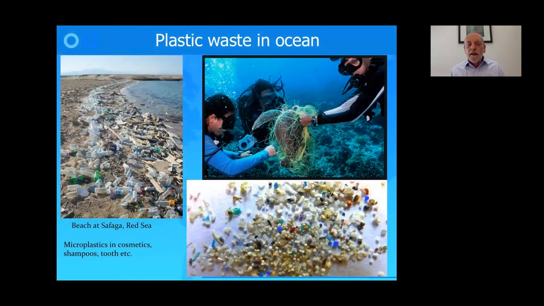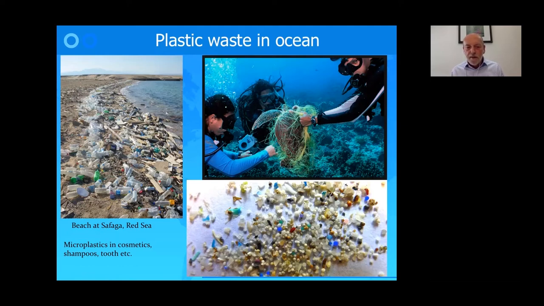And of course this causes pictures like that, like the beach at Safaga in the Red Sea, where you see there are a lot of plastic bottles and so on washed ashore daily. For the marine environment, I mean, the fishing nets, for example, which are also made out of plastic, where like here the turtles can get entangled. So this represents a major threat, but this is visible to us.